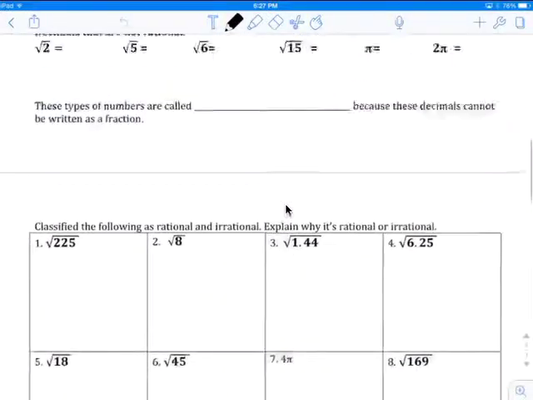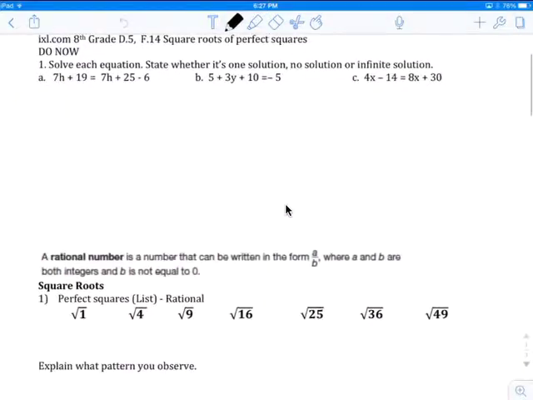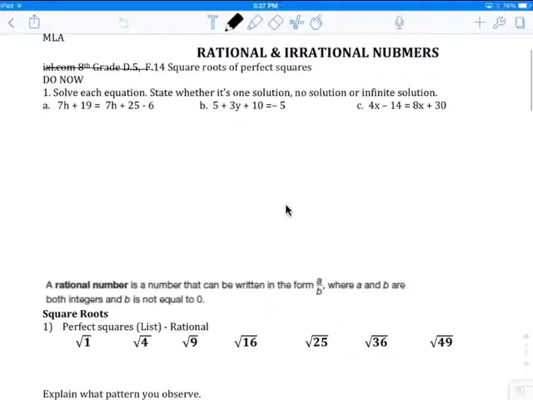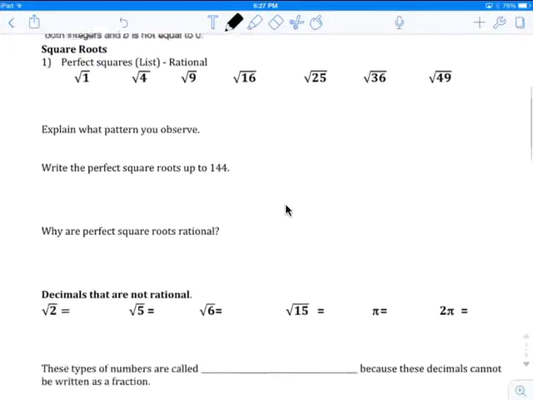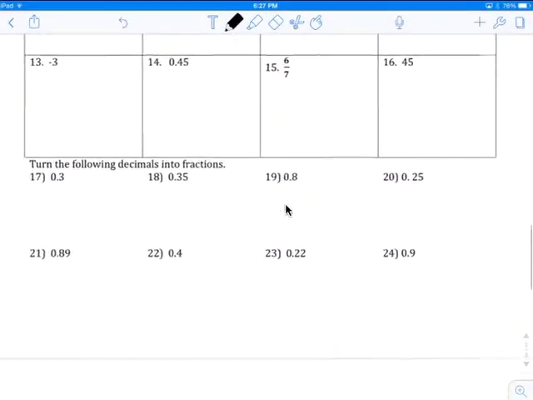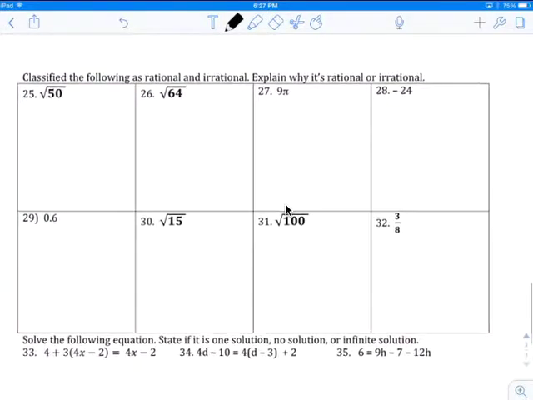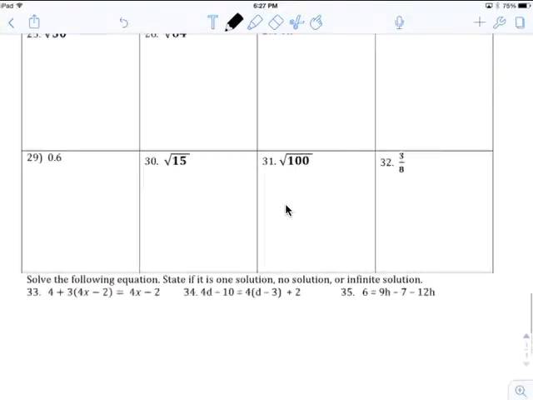Okay, this is tonight's homework right here. Review rational and irrational numbers. Ignore this, we're not doing that. I'm going to go at the very bottom here, do this last page. That should help you understand all of this stuff.